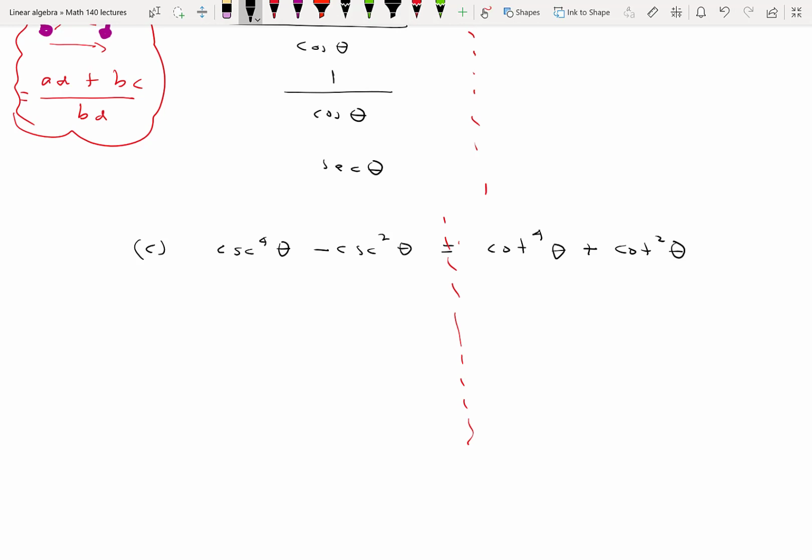First of all, if we start on the left-hand side, we notice that we have the fourth power of cosecant, and the fourth power of cotangent on the right. And we have no identities that deal with the fourth power of cosecant. So the next thing we notice is that cosecant squared is the greatest common factor on the left-hand side. So I'm going to factor out a cosecant squared theta on the left.